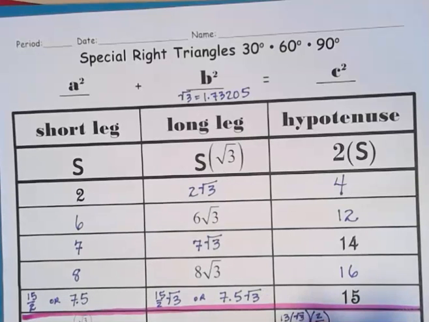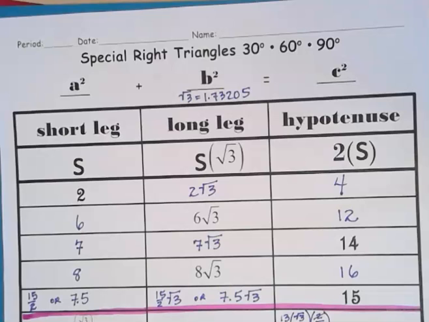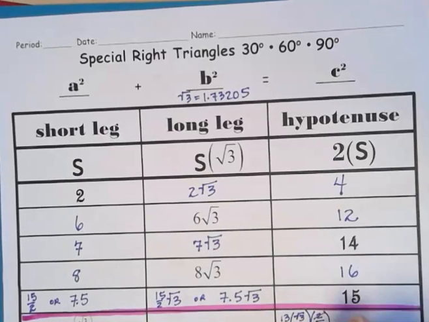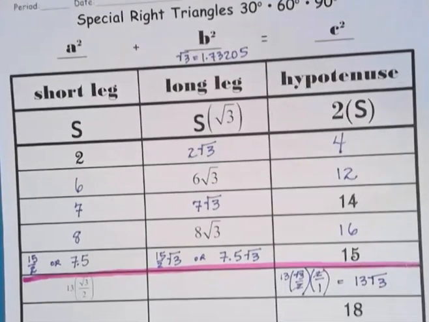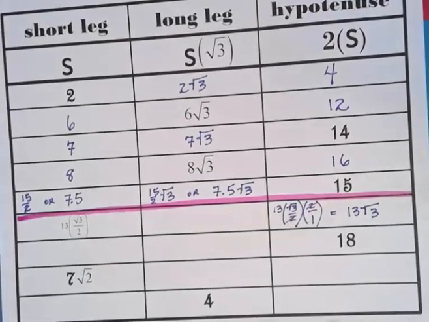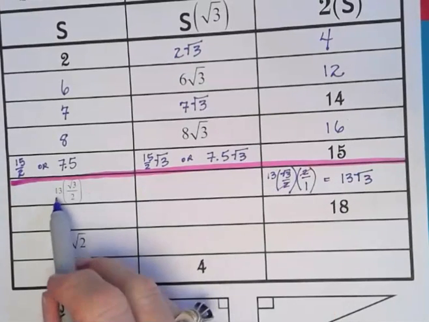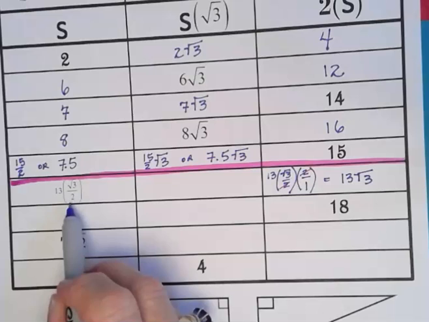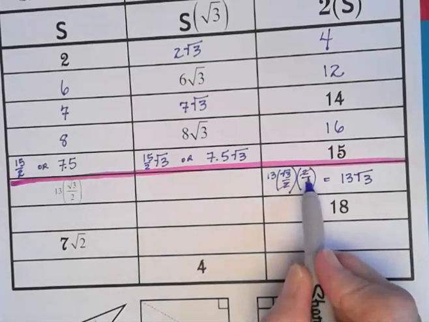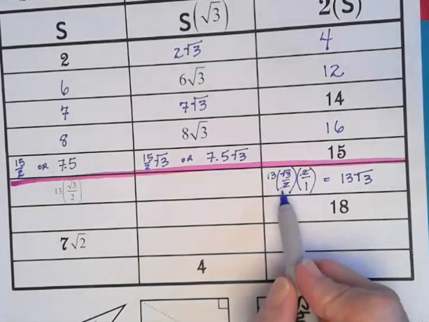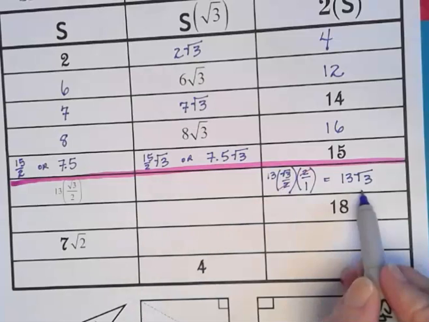The 2 in the numerator would cancel with the 2 in the denominator, and the hypotenuse would be 13 square roots of 3. Looks like that went a little bit off camera, so let me pull it up. That was 13 square root of 3 over 2. We had to double it, but that 2 canceled with this 2, ended up giving us this answer.